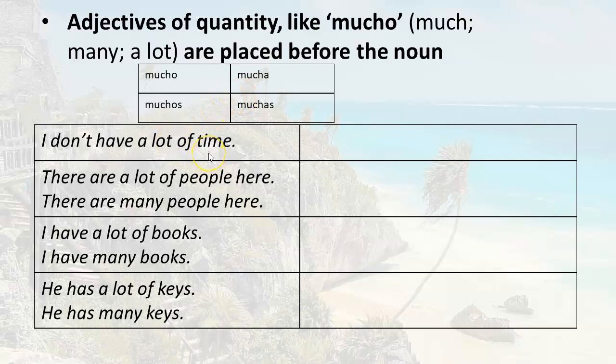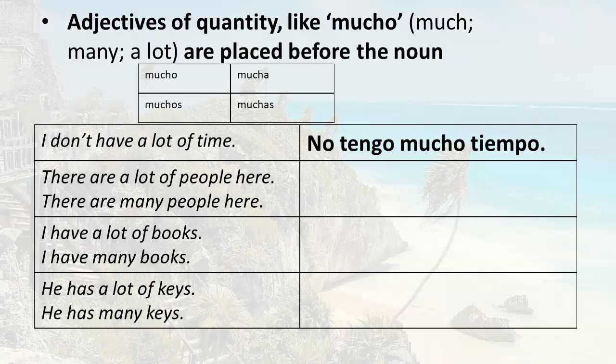So time is el tiempo. It's masculine and singular, so we're going to pick mucho. And remember, you have to put it in front of the noun. So instead of saying tiempo mucho, you would say mucho tiempo. I don't have a lot of time. No tengo mucho tiempo.